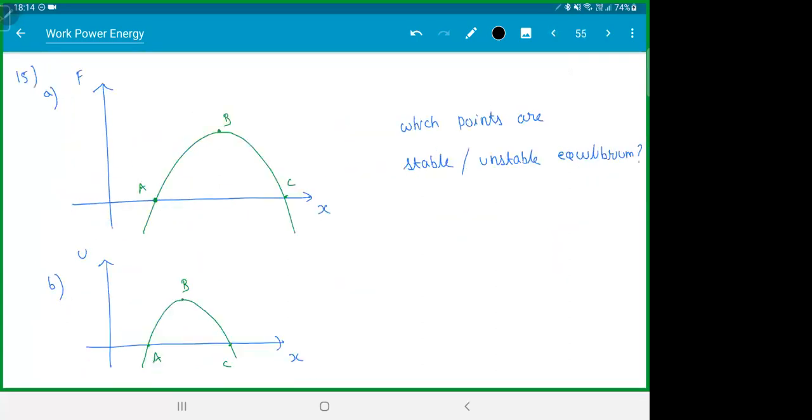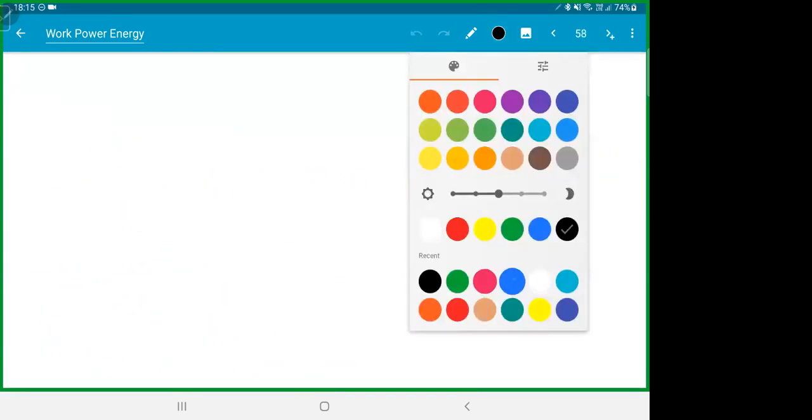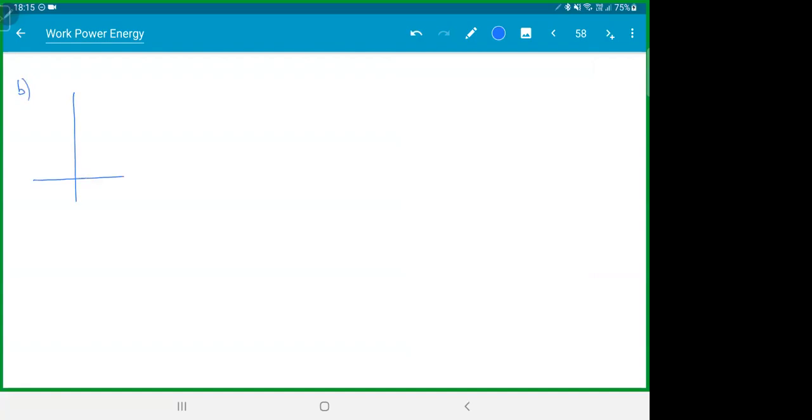There is still a second part. What about this graph? UX graph? If it was a UX graph instead of an FX graph, then which of A, B, C are stable and which are unstable? This is easy. This is a UX graph. So we have point B here, point A and point C.